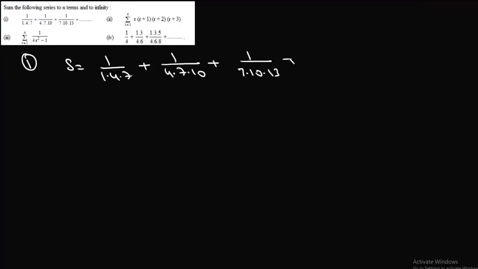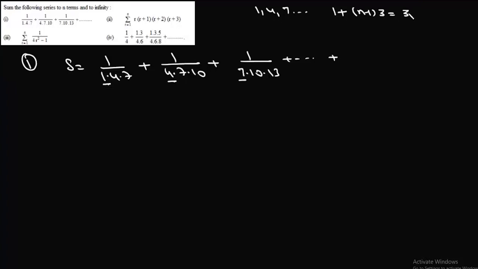Now here the question is we need to find the sum of these four series. Now this first one is the series 1 upon 1 into 4 into 7, 1 upon 4 into 7 into 10, 1 upon 7 into 10 into 13. We need to find its sum up to the nth term and then up to infinity. Now first we will find the nth term for this series. Now this is 1, 4, 7. It's an AP. So its nth term will be a plus n minus 1 d, and the common difference is 3.